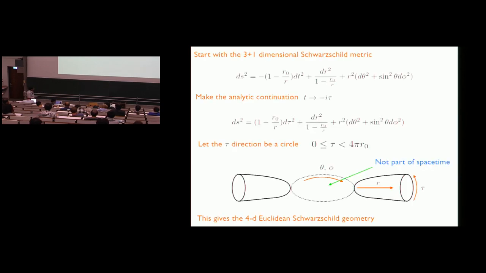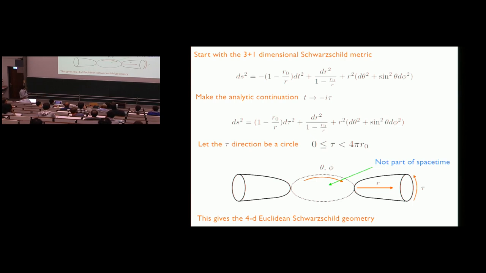What is happening to Buchdahl's theorem? So let's just make a toy model, which will help us to understand the fuzzballs without actually going into detailed constructions of individual fuzzballs. For that, let's start with the 3+1 dimensional Schwarzschild metric. This, I guess, is familiar to all of you.